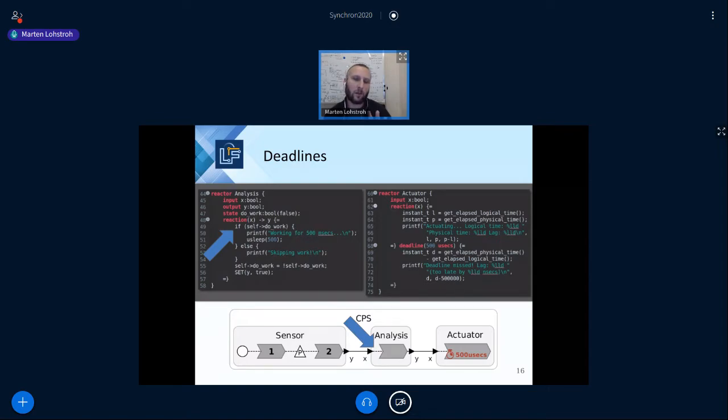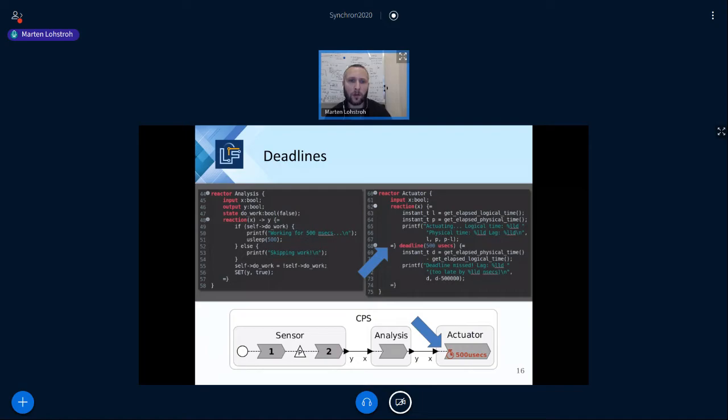So finally, our actuator prints out to standard out, and it also specifies a deadline. This is a predicate that gets evaluated once the actuator's reaction has been triggered and is ready to execute. This determines whether the reaction will execute or whether the accompanying deadline handler in the subsequent code block is executed. So there are two code blocks here. The first code block is the normal reaction, and the second code block is the deadline handler.